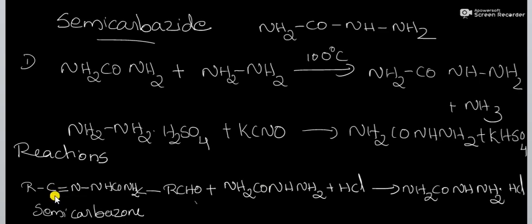Similarly, ketones can react with semicarbazide to form the corresponding ketone semicarbazone. Here, this is our ketone. Ketone reacts with semicarbazide to form ketone semicarbazone, R2C=N-NHCONH2. That is again a Schiff base, or imine, with the C=N functional group. That's about semicarbazide.